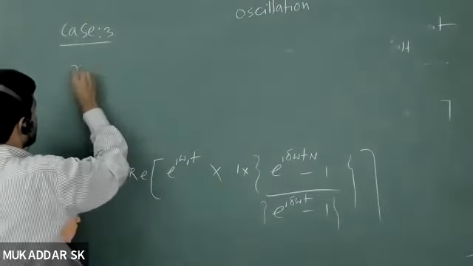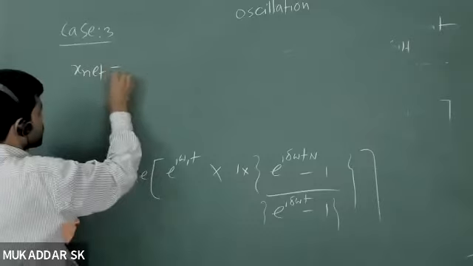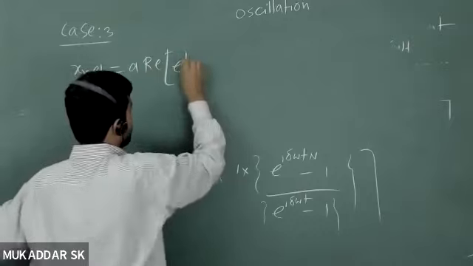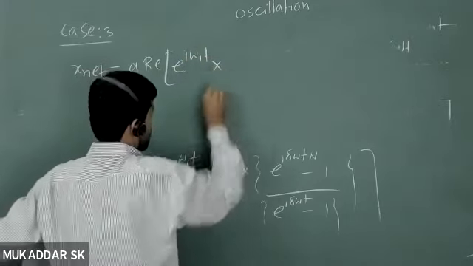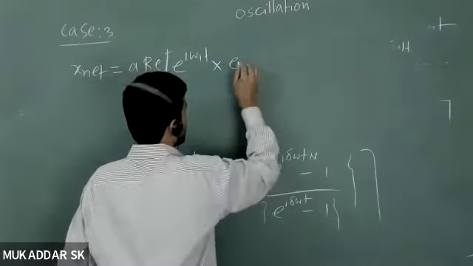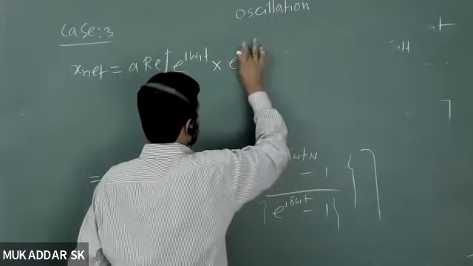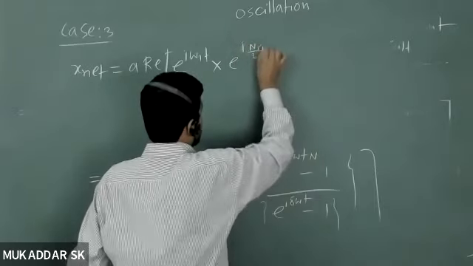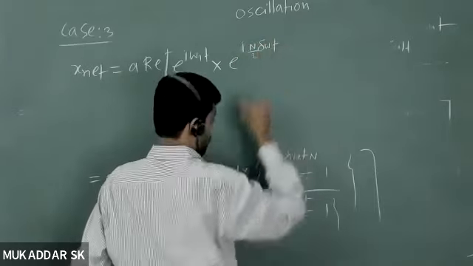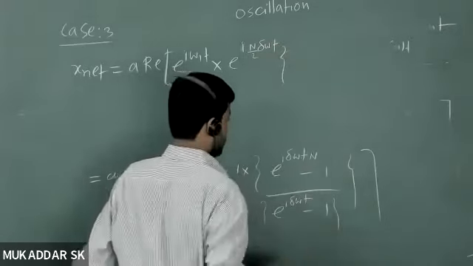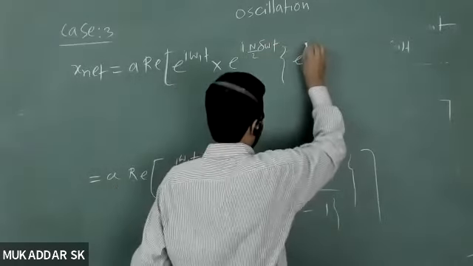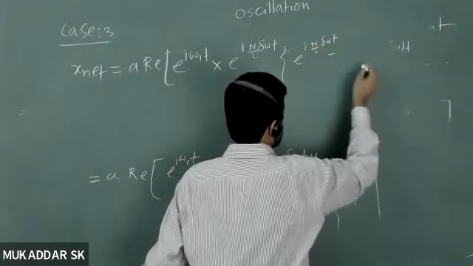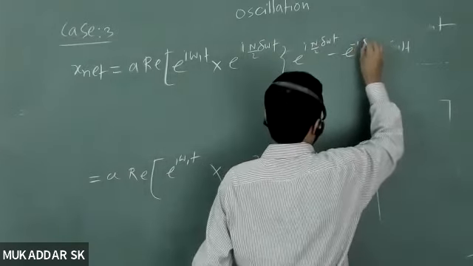So x net will be now a real part of exponential i omega 1 t. Then I'll take exponential this term common, i n by 2 delta omega t common from the numerator. So it will become now exponential i n by 2 delta omega t minus exponential minus i n by 2 delta omega t.